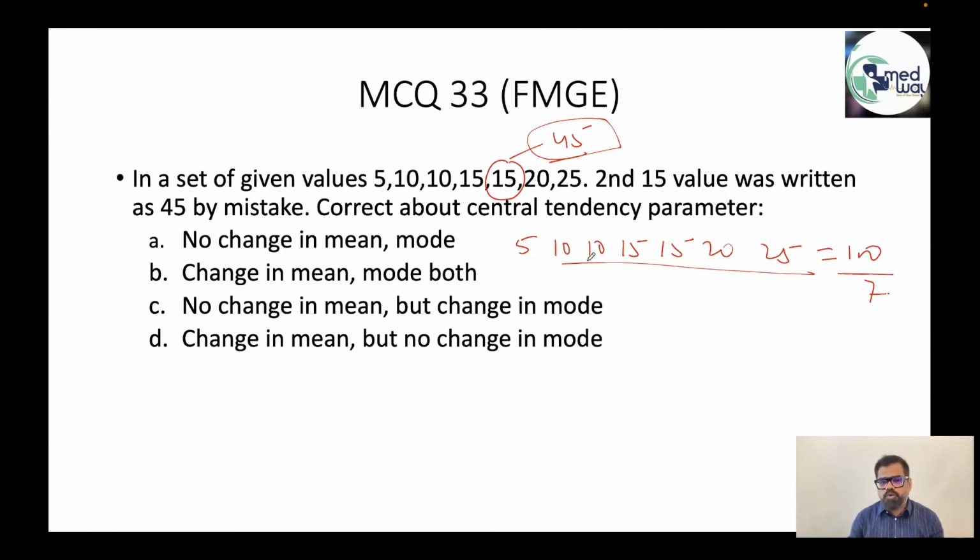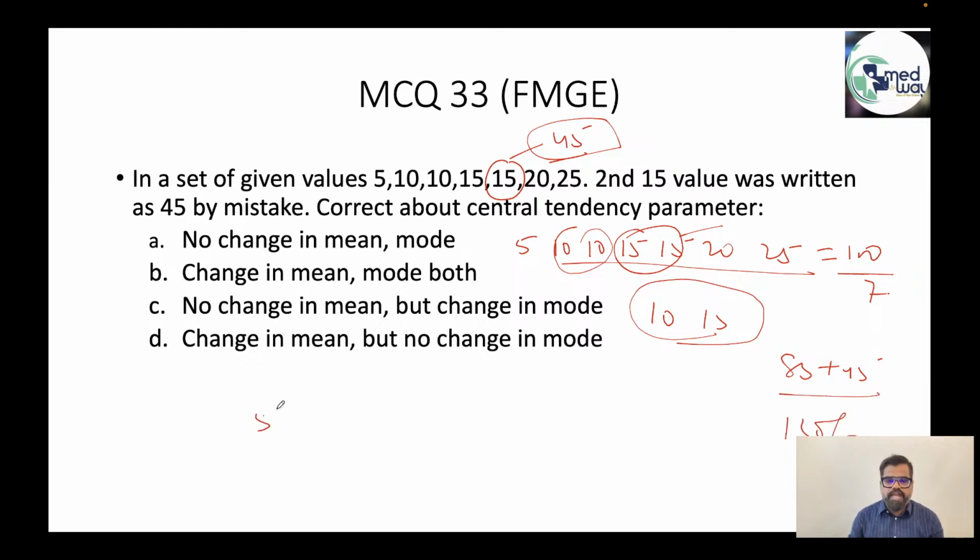And how many modes? There are two repetitions here, so it is bimodal. 10 and 15 are repeated. Now, if you remove 115 from here, it becomes 85. You remove 115 and you add 45, so it becomes 130 by 7. So 5, 10, 10, 15, 45, 20 and 25.